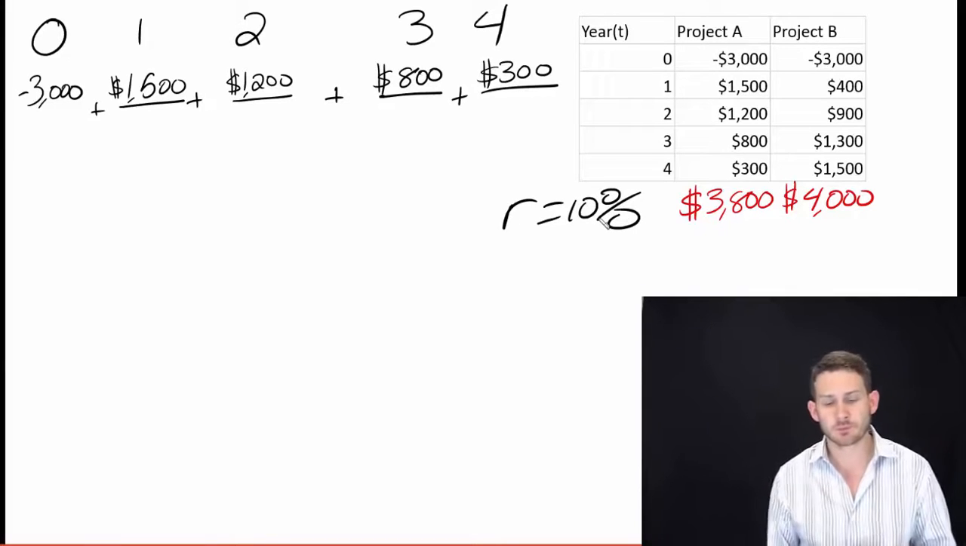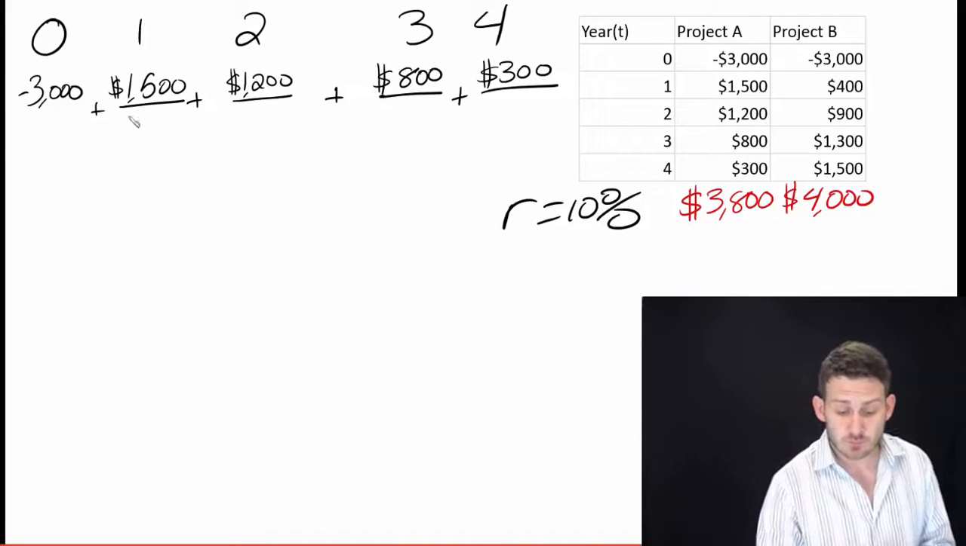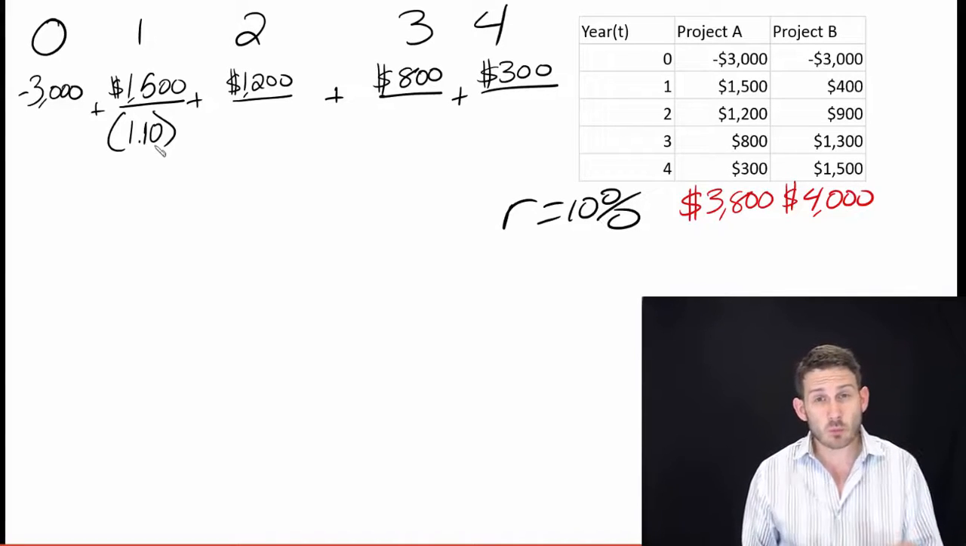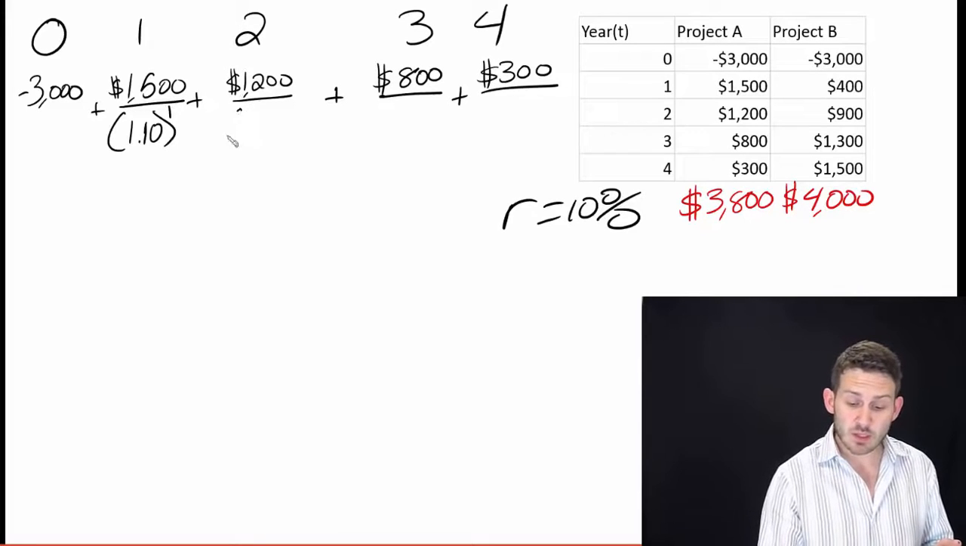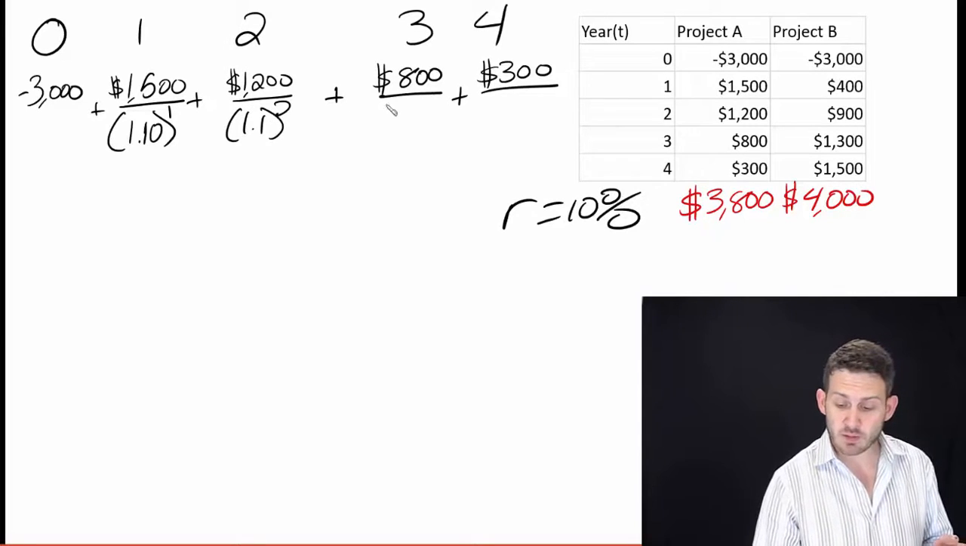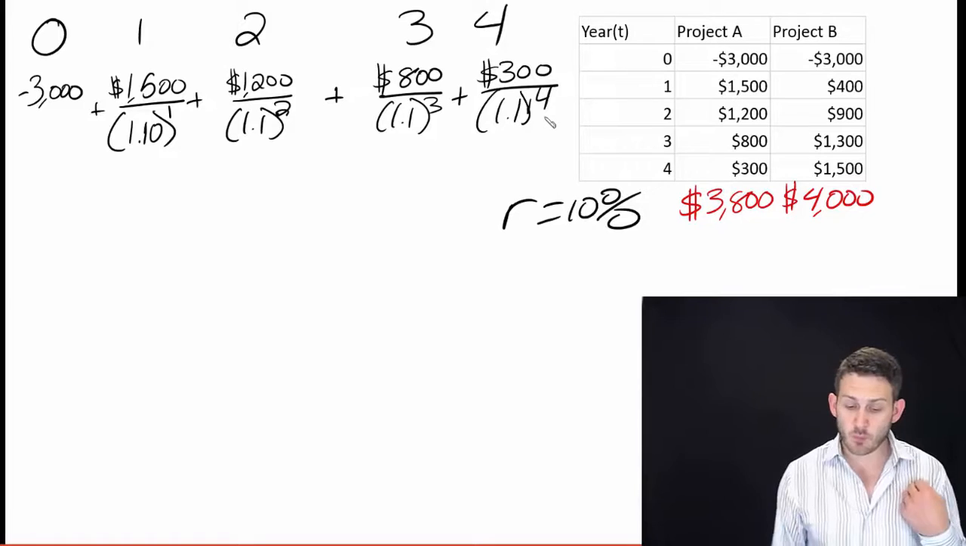Okay, just keep numbers round. And so what do we place in time period 1? All right, it's going to be 1.1 raised to which power? It's going to be raised to the first power. And then we go to year 2, it's going to be 1.1 squared. Year 3 is 1.1 to the third. Year 4 is 1.1 to the fourth, right?